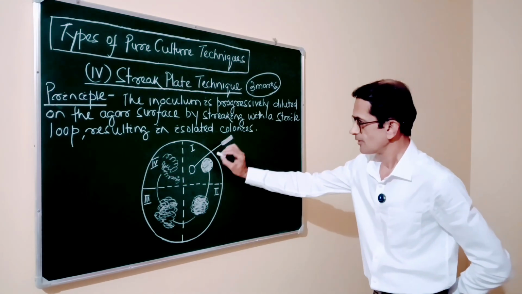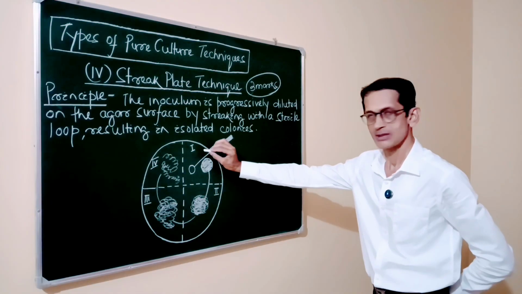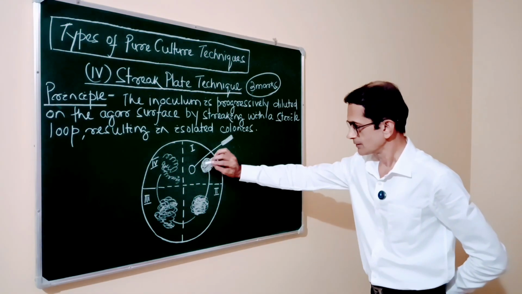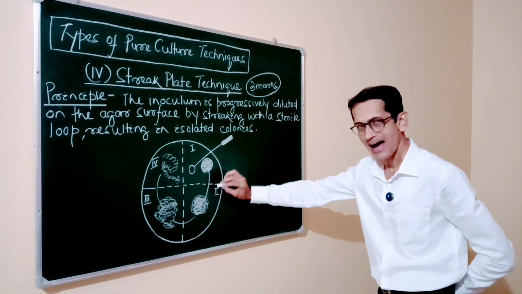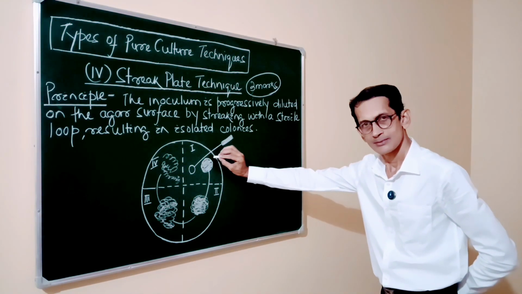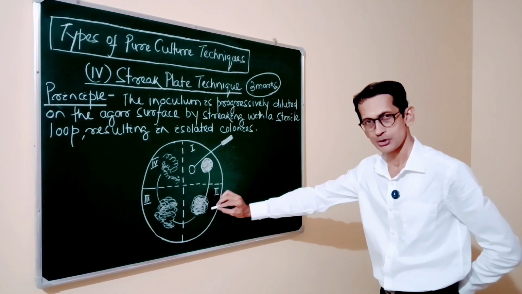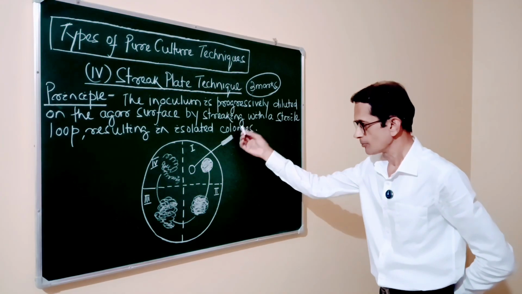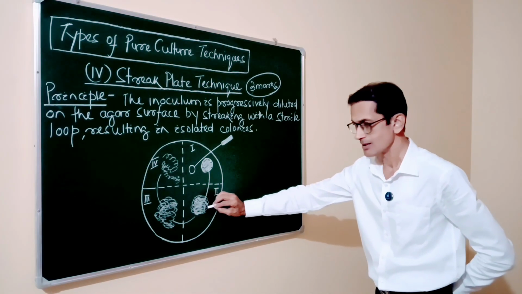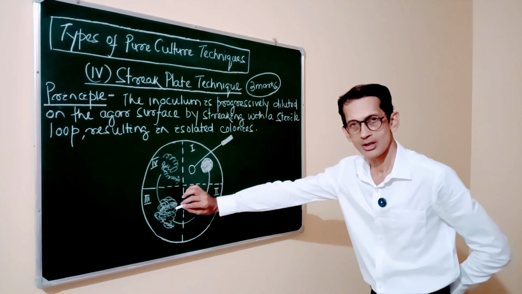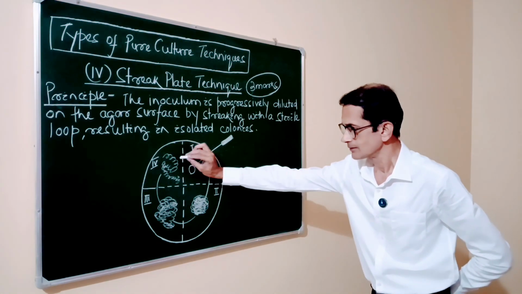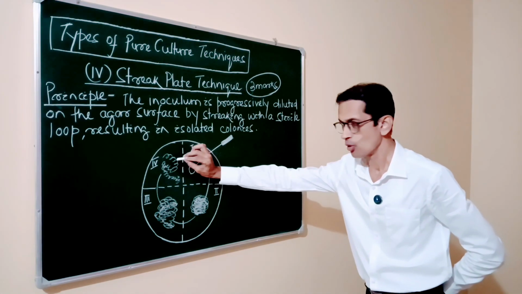Now, first the sample will be placed in the first quadrant. This is the sterile loop. Then it will be dragged from this place, quadrant 1 to quadrant 2. Again the loop will be sterilized. Again from the second quadrant it will be dragged to the third quadrant, the loop sterilized again, then finally to the last, fourth quadrant.